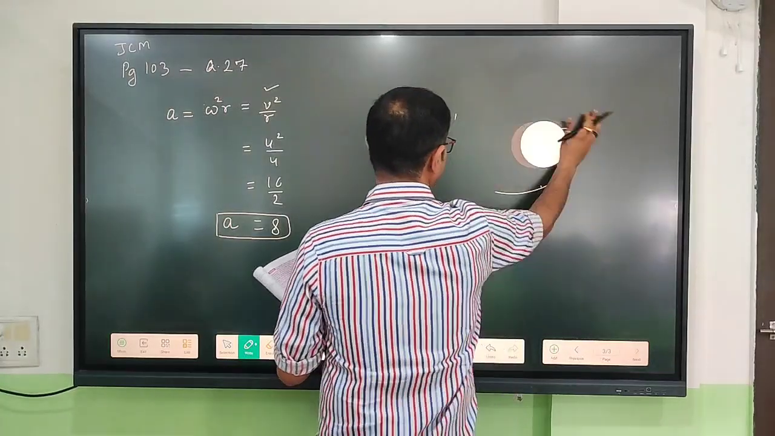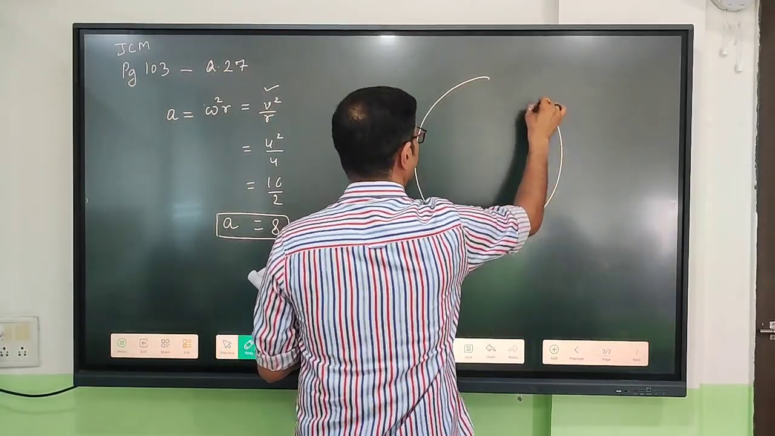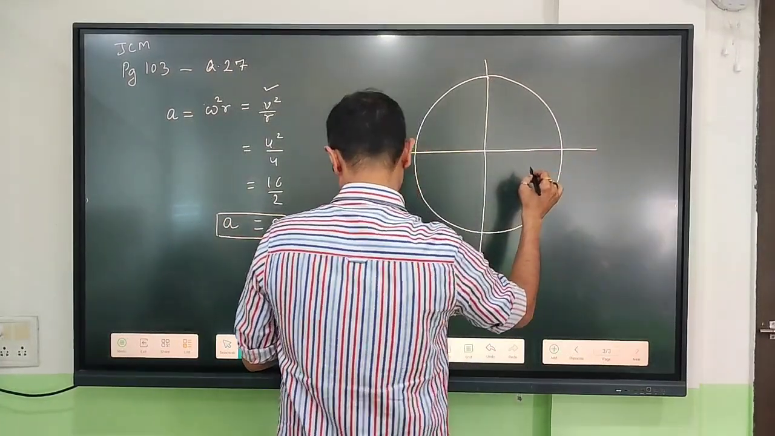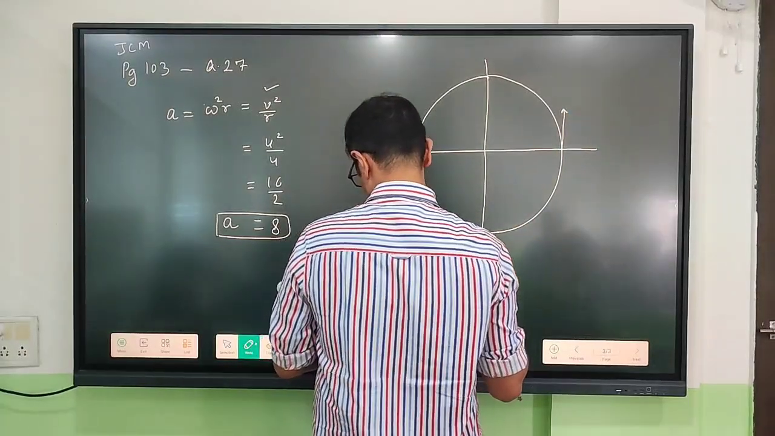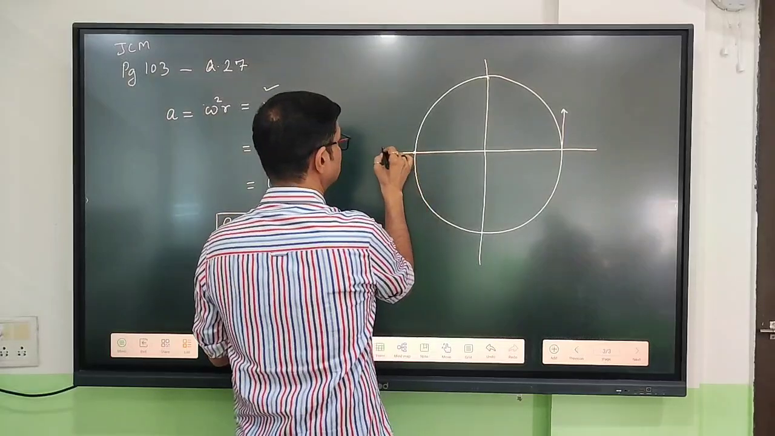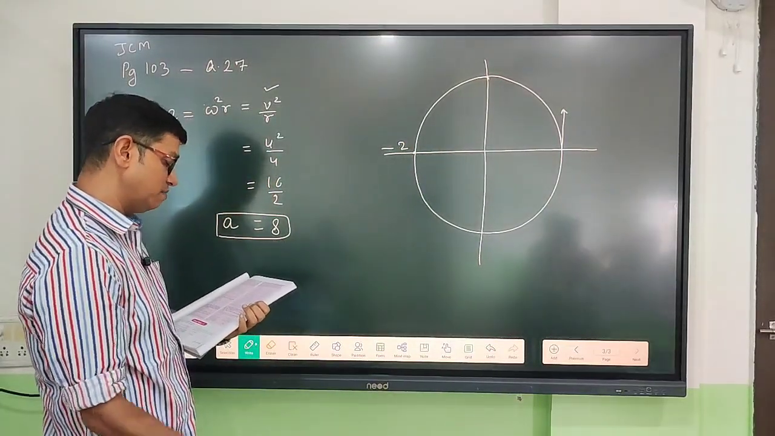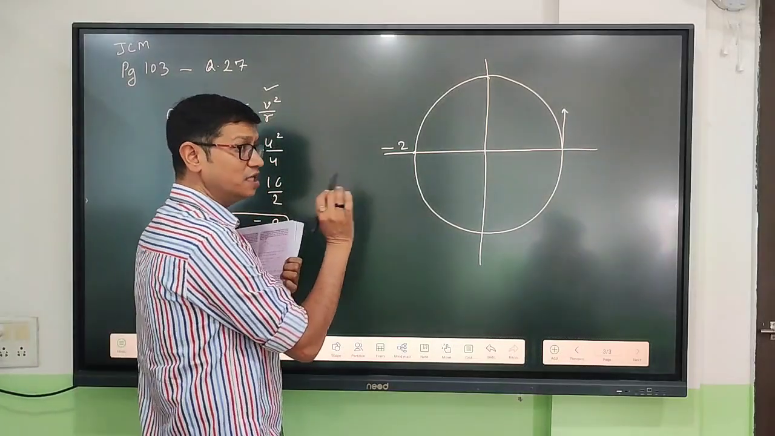I'll just make it again. This is your direction of motion. They have given you this: x equal to -2. X equal to -2 is here. At this time its velocity is -4j cap.